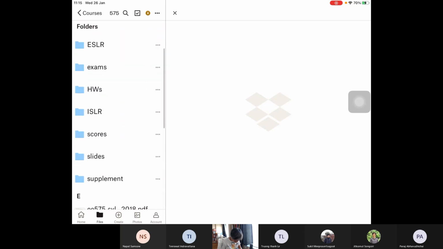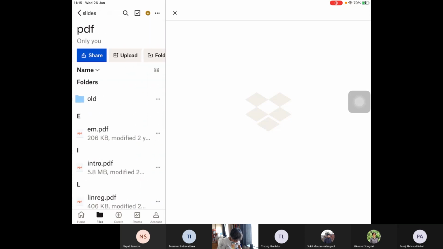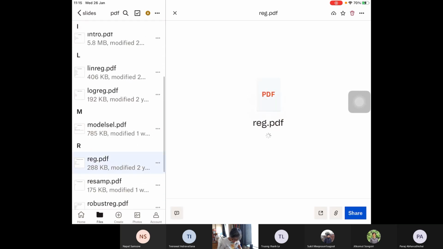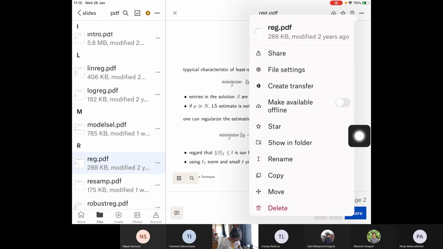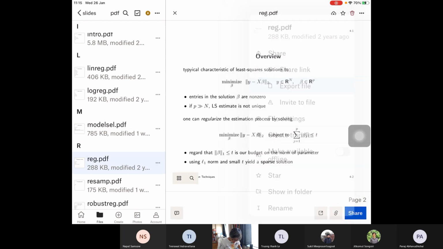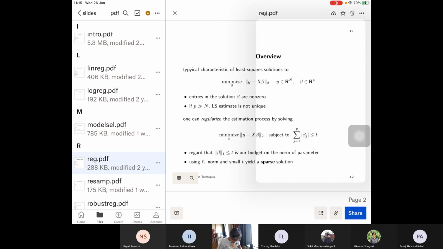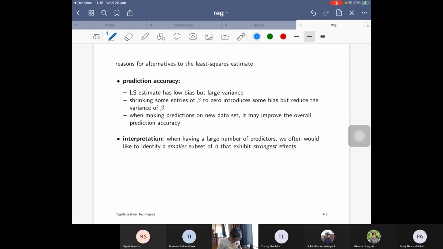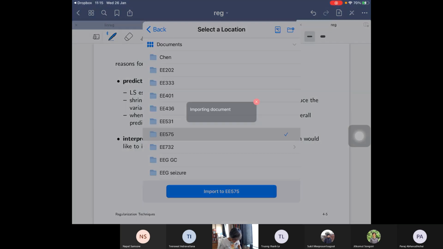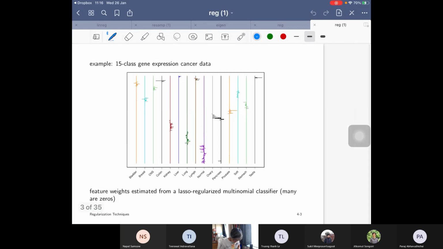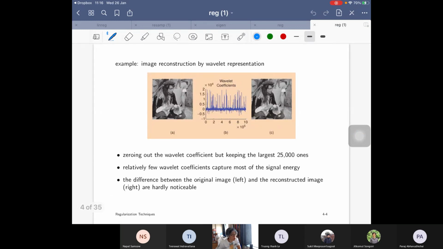So another application that I would like to show is about reconstruction. People have solved this by finding a wavelet transform, right? Okay, so another example is about image reconstruction by wavelet representation.